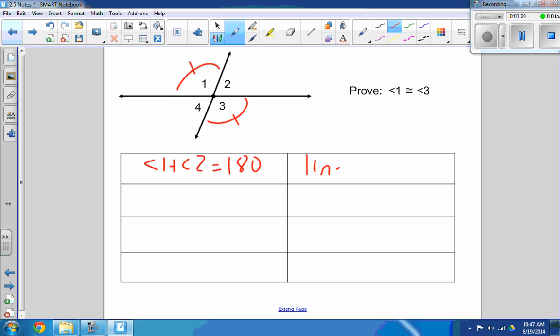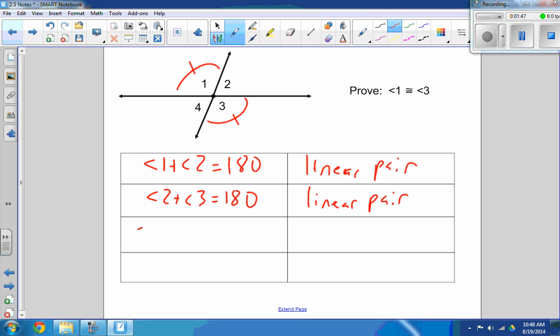The reason is they are a linear pair. And then we can go angle 2 plus angle 3 equals 180. Well, why can I say that? Same reason. They are also a linear pair.